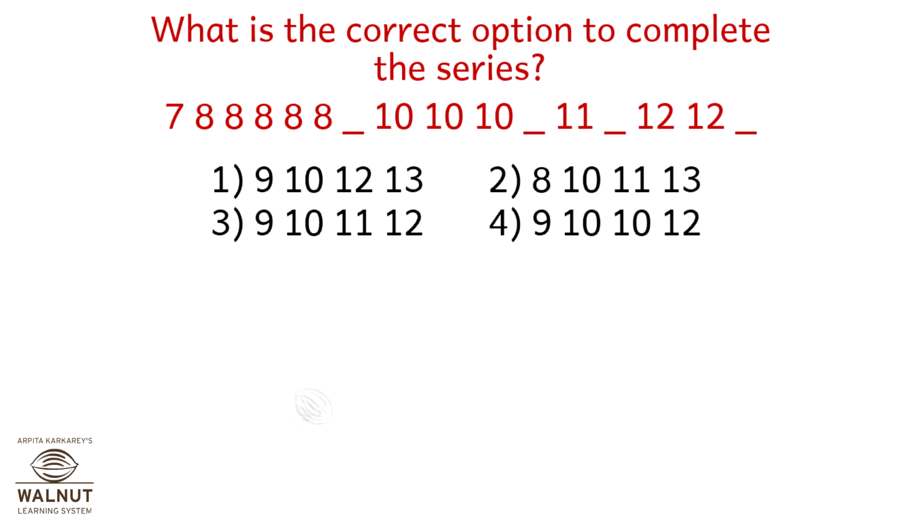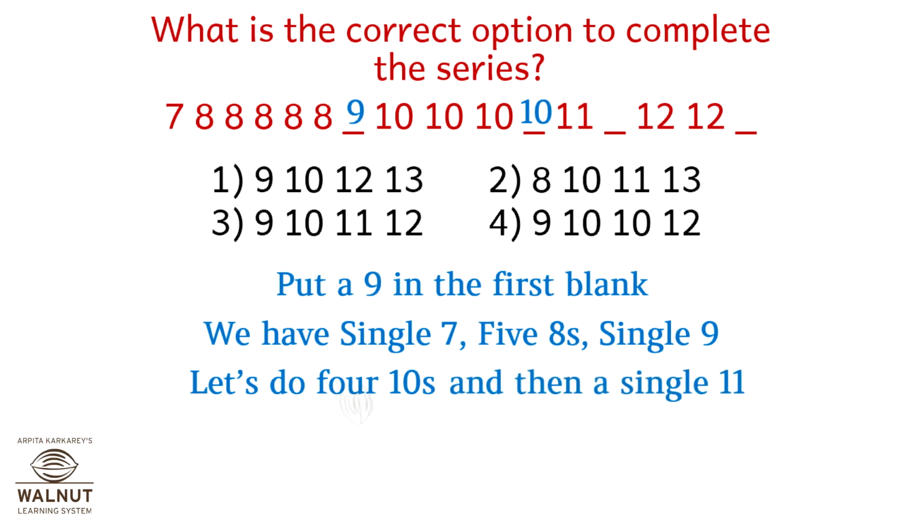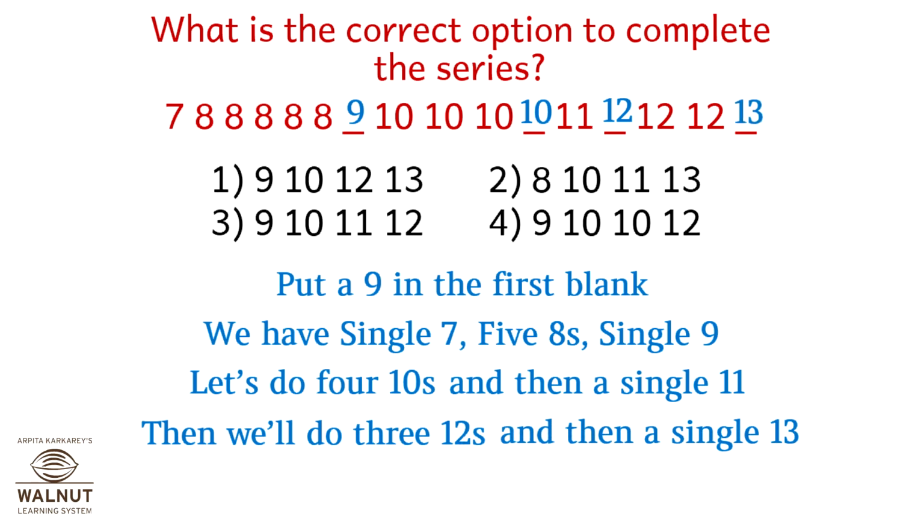Now we need to try another approach. Put a 9 in the first blank. Alright. So we have a single 7, 5 8s and a single 9. Let's do 4 10s. And then we have a single 11 and then we do 3 12s. And then a single 13. Do we have that option? Yes, we do. 9, 10, 12 and 13. So that is the correct answer.